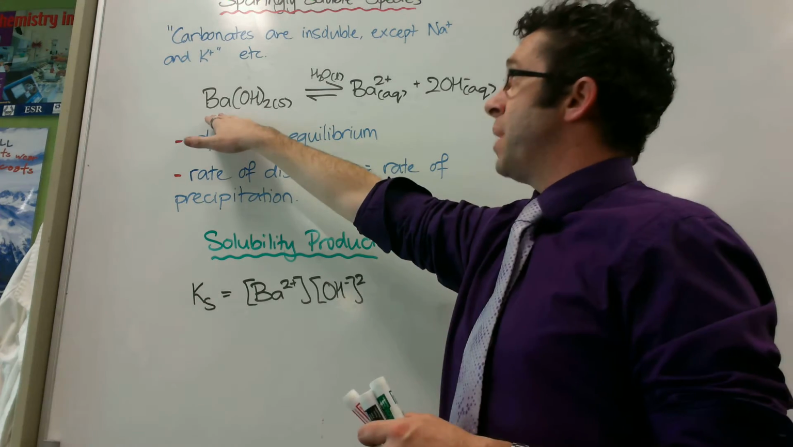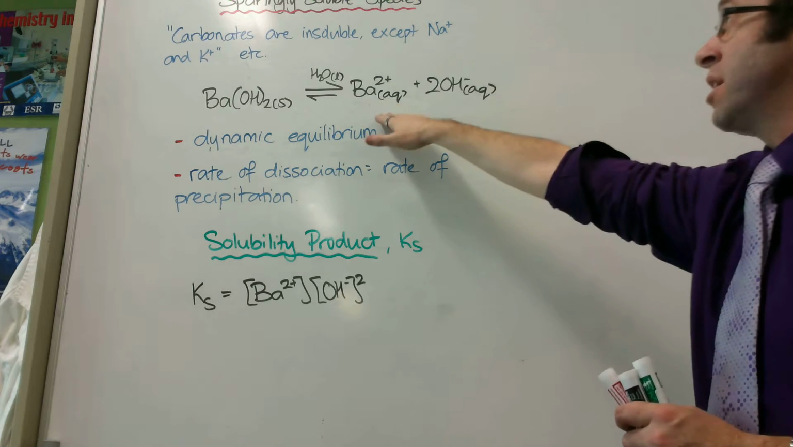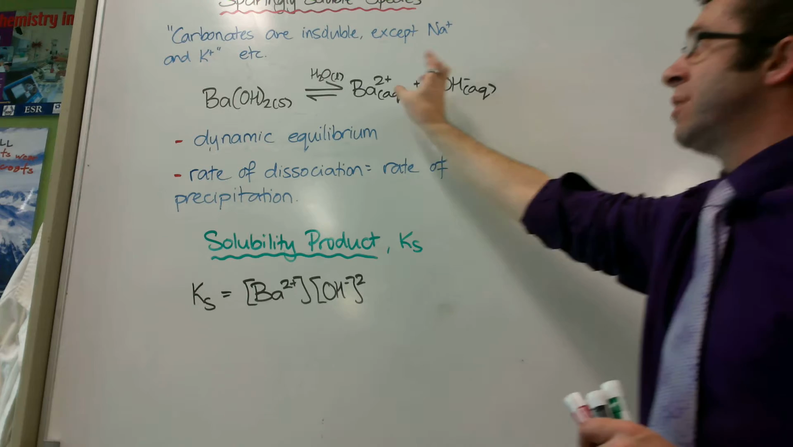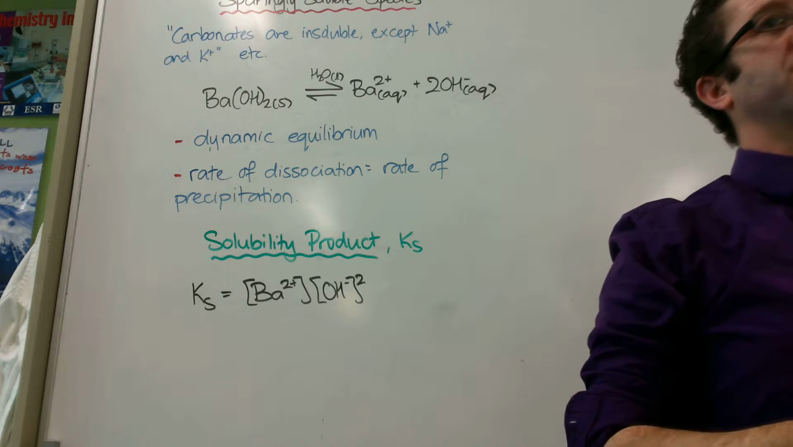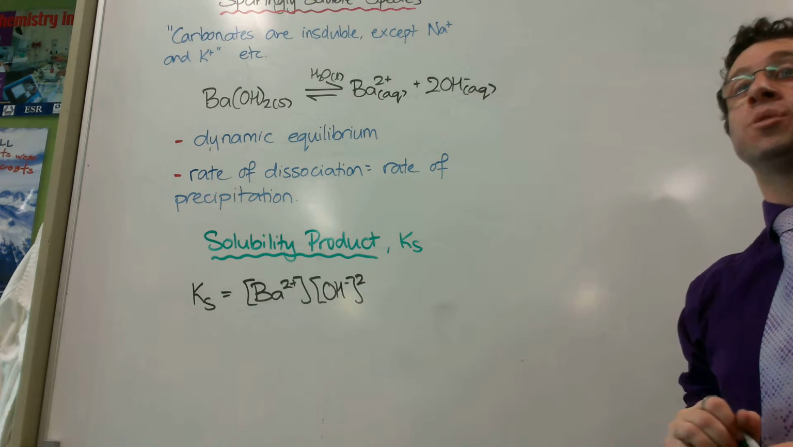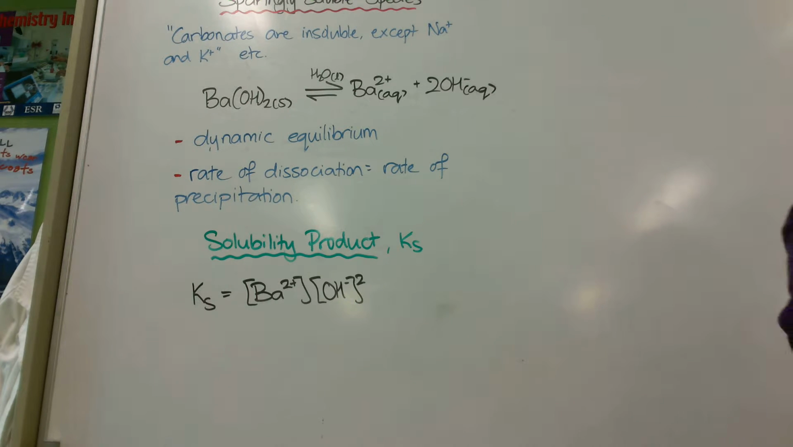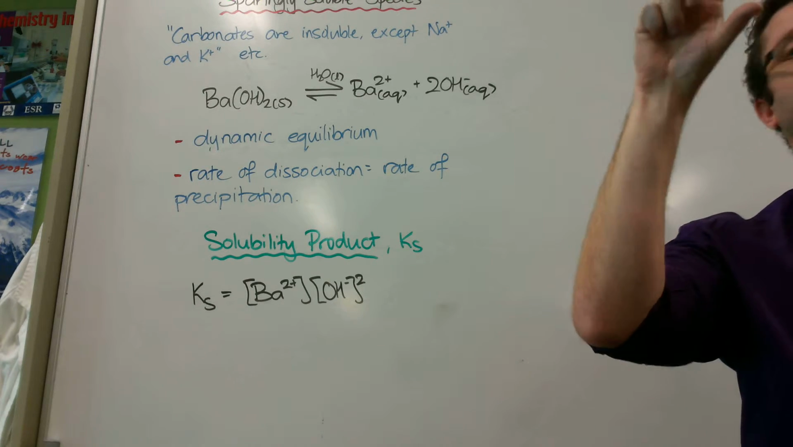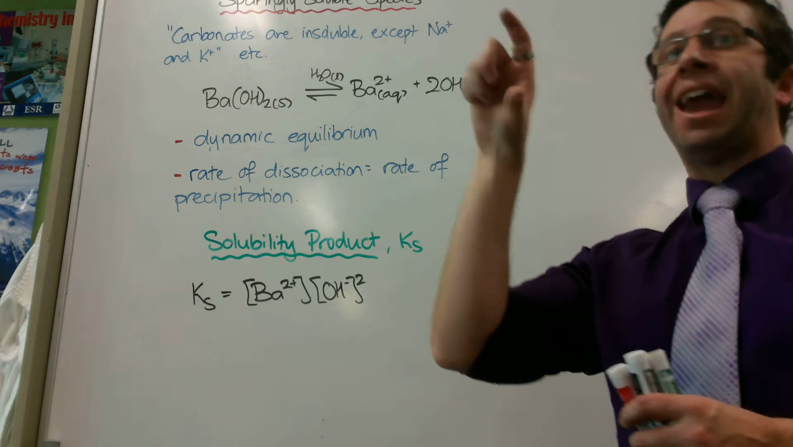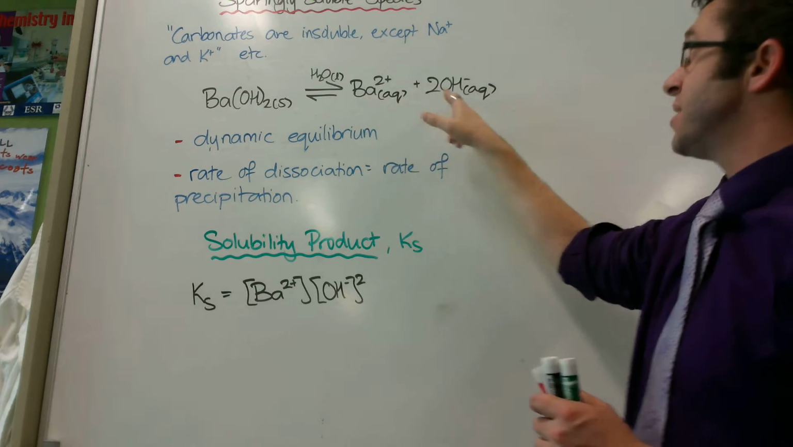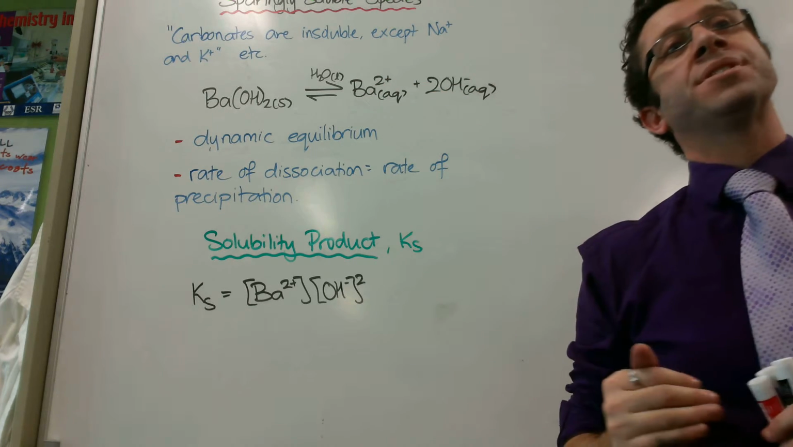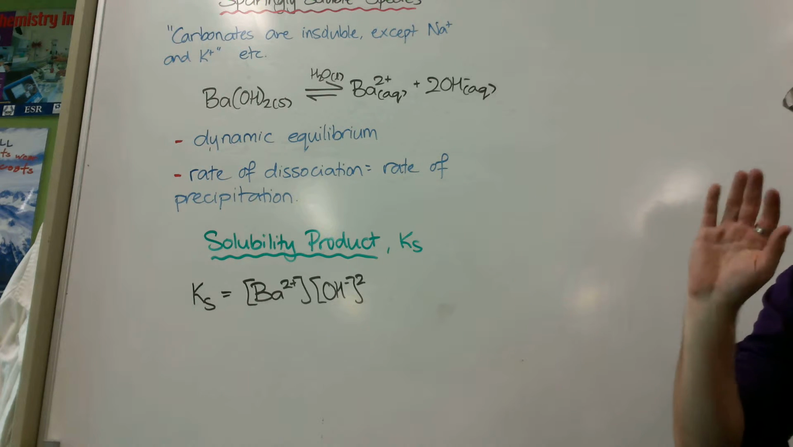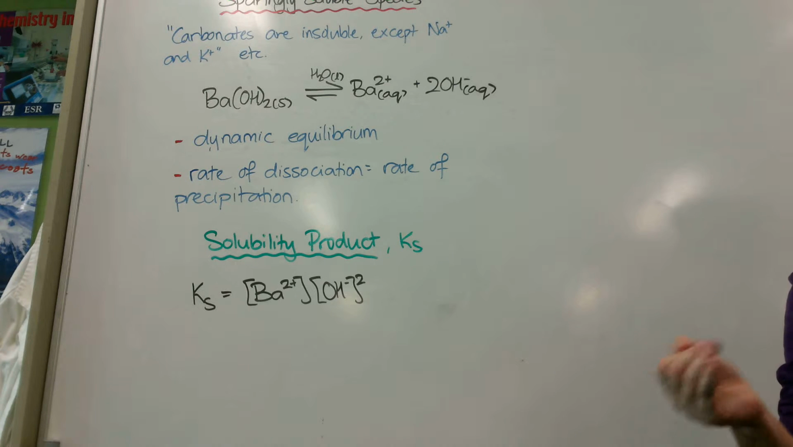As every particle of barium hydroxide in this example turns into barium ions and hydroxide ions, at the same rate, barium and hydroxide ions recombine to make that precipitate. We observe no change. We have a solid at the bottom of our beaker or test tube or whatever, and we have a solution above it. And the solution above it is what we call saturated. It cannot take any more of those ions into it without making more precipitate. So we get a dynamic equilibrium. The two reactions are occurring at the same rate, but we observe nothing because their rates are equal.